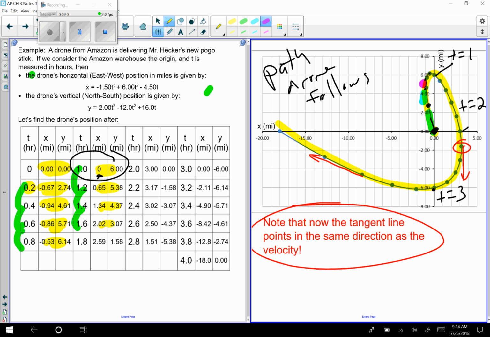So when is it going fastest? Oh, at the beginning, right? Overall, for the whole trip, where is it going fastest? Probably over here, right? Because that's where it looks like it made the most advancement, the largest displacement in the same 0.2 hours, right? Okay, so that is that.